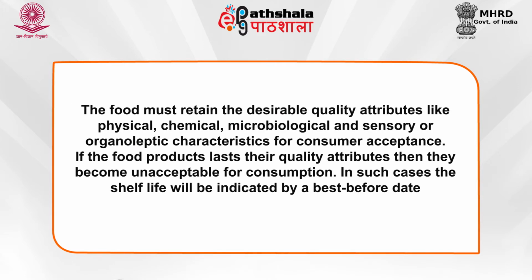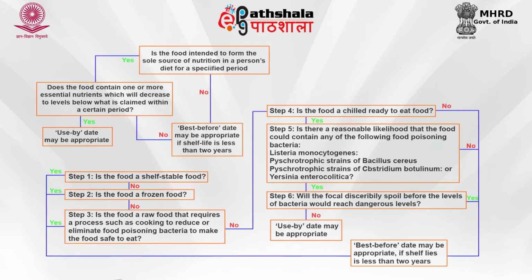The food must retain the desirable quality attributes like physical, chemical, microbiological, and sensory or organoleptic characteristics for consumer acceptance. If the food products lose their quality attributes, then they become unacceptable for consumption. In such cases, the shelf life will be indicated by a best before date. In this figure, in the decision tree, we can work out whether use by or best before is applicable for date marking.